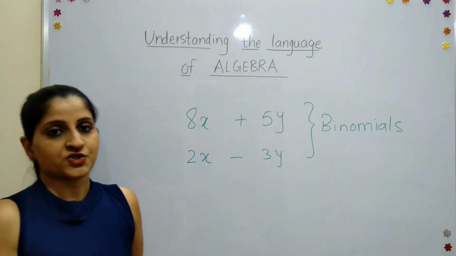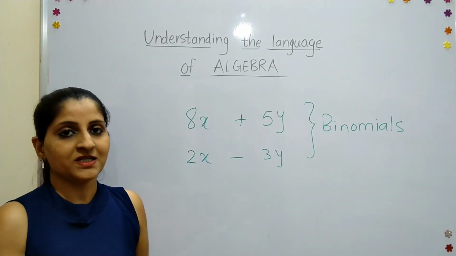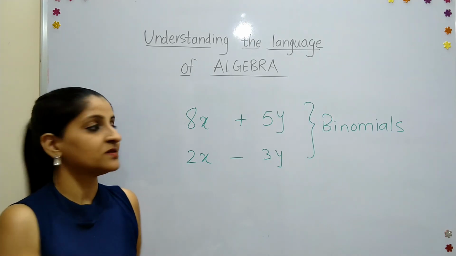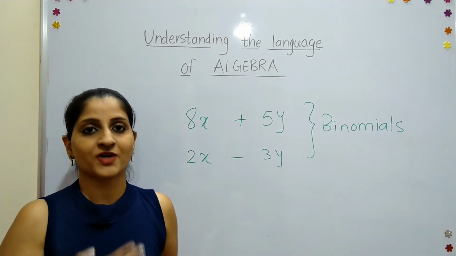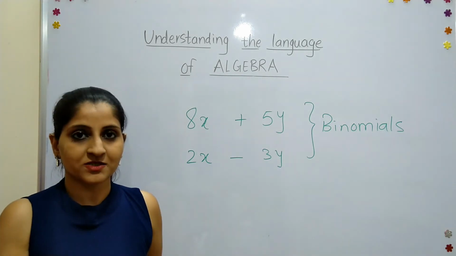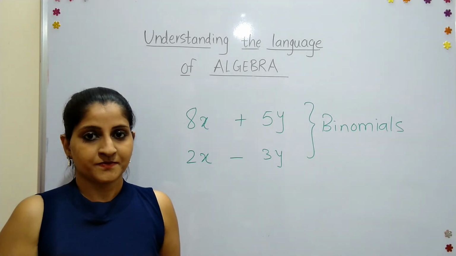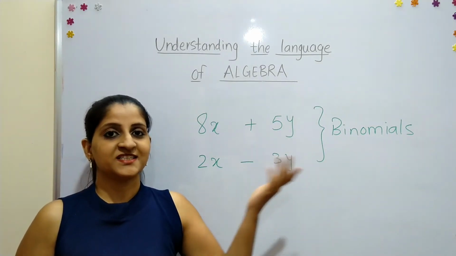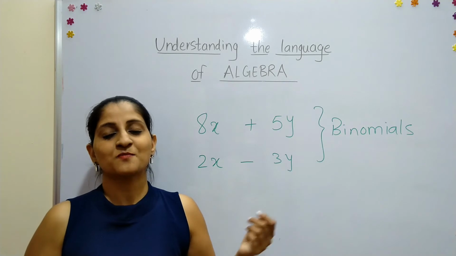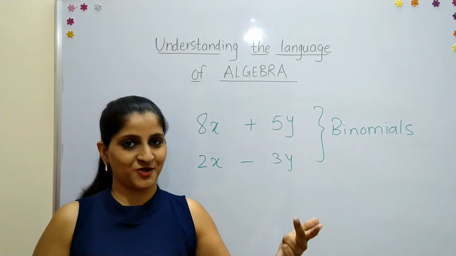Binomials are the expressions in which there are two terms involved. Similarly, if any expression is with three terms, it is called as a trinomial. And if there are more than three terms, then we call it as a polynomial. Now here on my screen you will see some more examples of binomial, trinomial and polynomials.